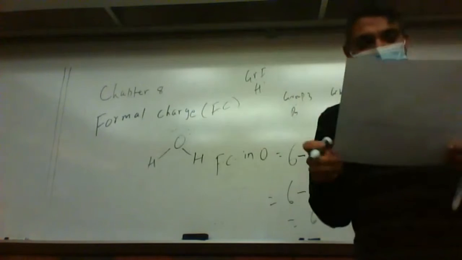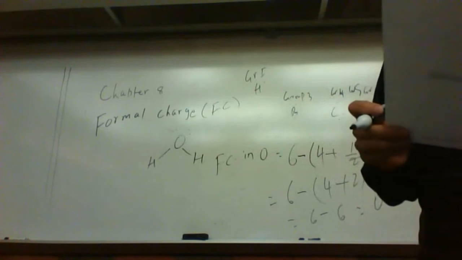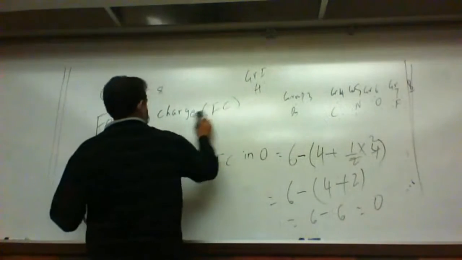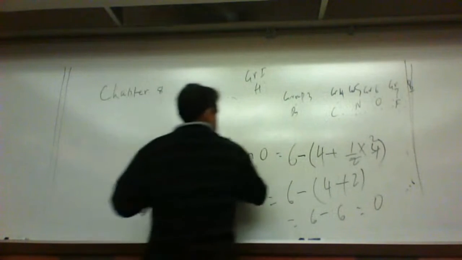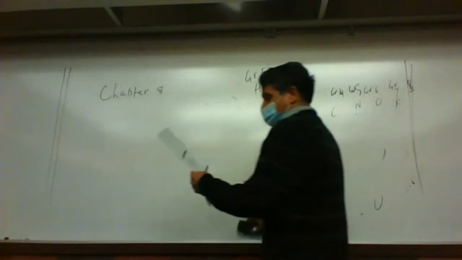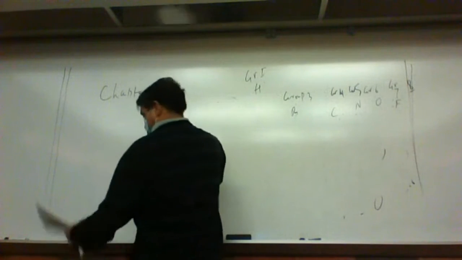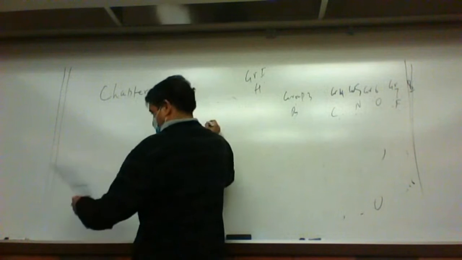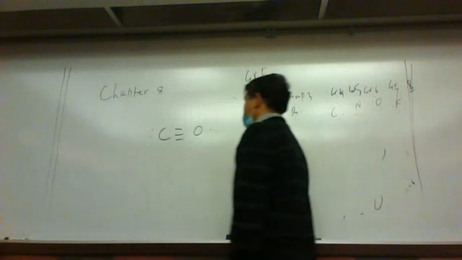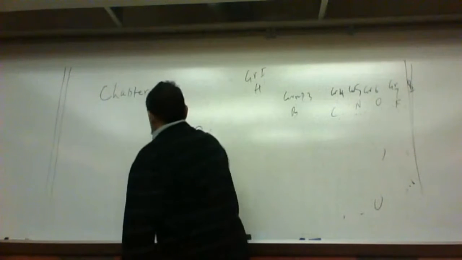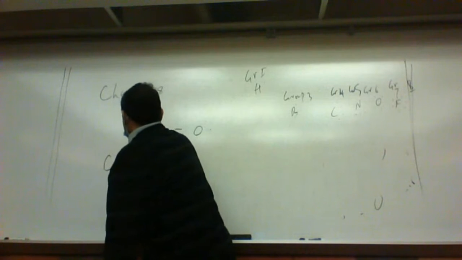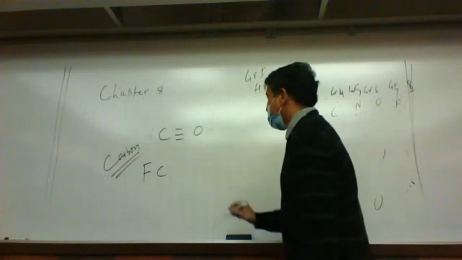Any questions here? So let's look at the one in slide number 4. Slide number 4: we have this compound here, C triple bond O, and then O has 2 electrons and C has 2 electrons. Let's calculate the formal charge on carbon. I'm just working on carbon first.